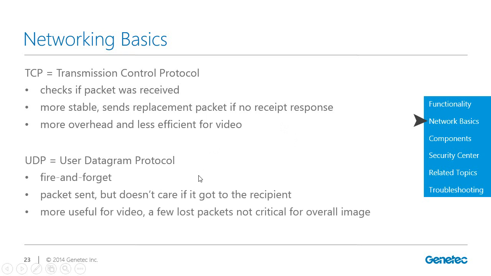UDP here is more of a fire and forget kind of transmission. The packet is sent to the single receiver, but there's no check to see if it got where it was going, and the packets are just sent as soon as possible. For something like video transmission, this is much more useful as there's less overhead for the large amounts of data that are being sent, and if a packet is missing, it is generally not the end of the world, and the image can still be processed.